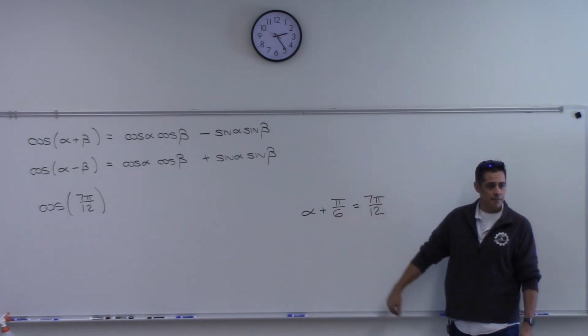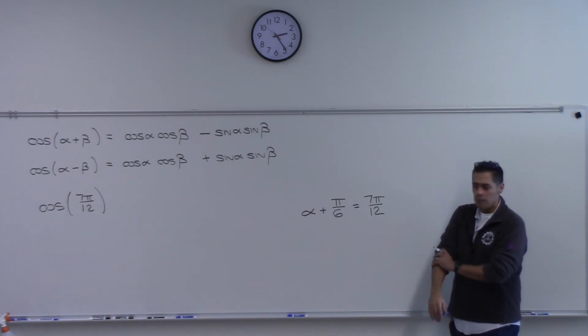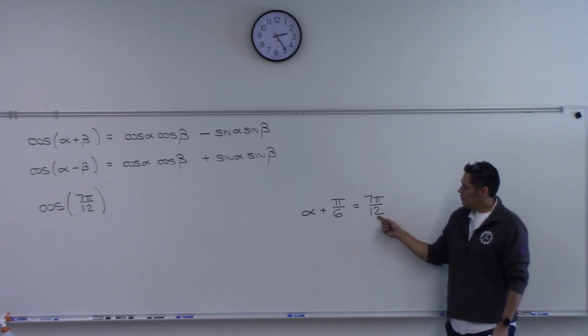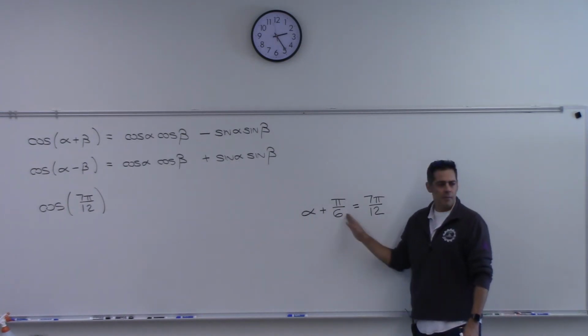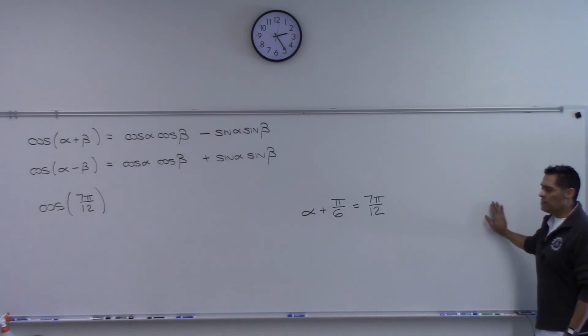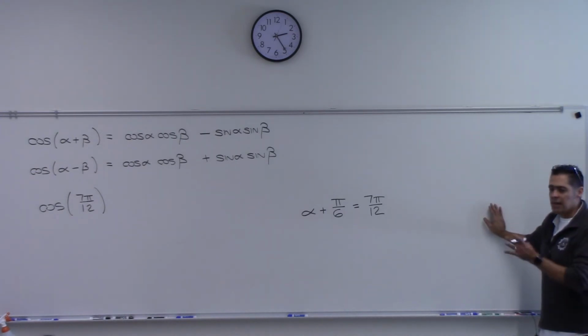Does it matter where you put, so like if you put pi over 6 as alpha, it's like beta? Or would you have to put like the lower number? No, that doesn't matter. The order doesn't matter, just any two angles.